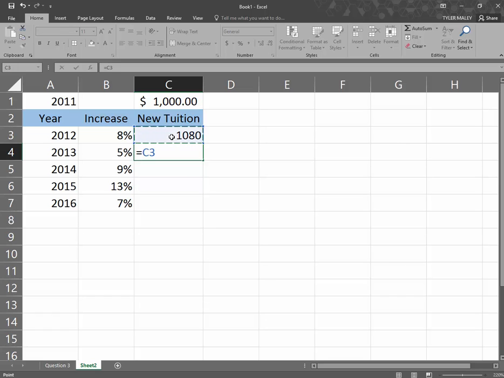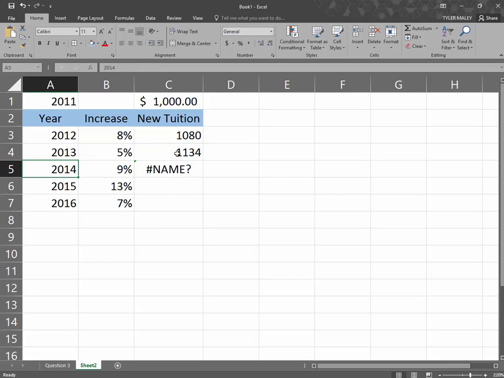So 2013, I would have a 5% increase off of the $1,080, right? So if I take the previous amount, multiply by 1.05, because I have a 5% increase, I'm getting 1,134, right? And then so forth. So now I'm getting a 9% increase, so I multiply by 1.09. Whoops, I forgot to hit the times. And we get this amount.